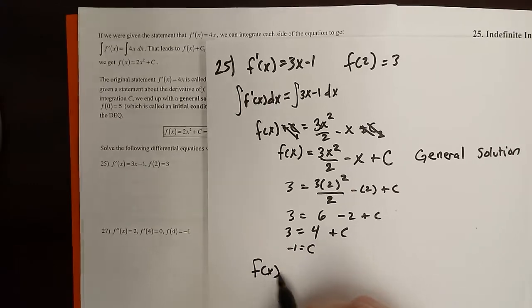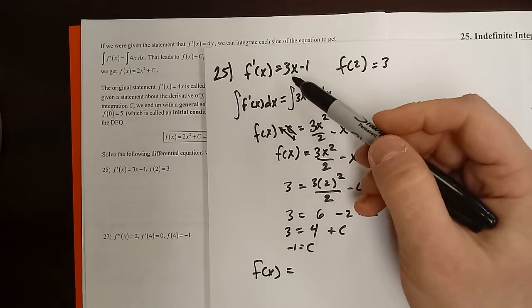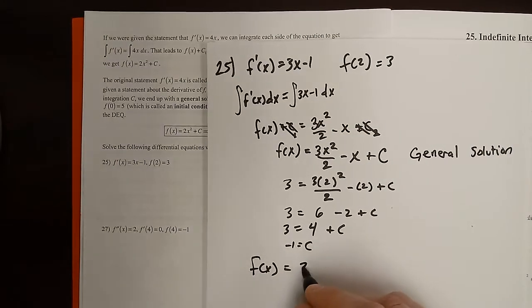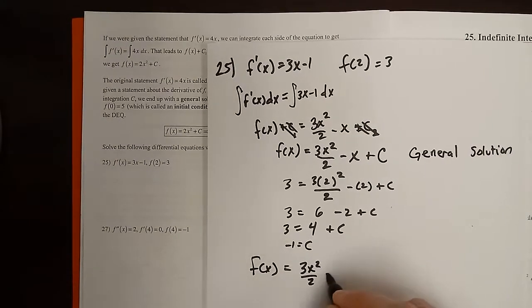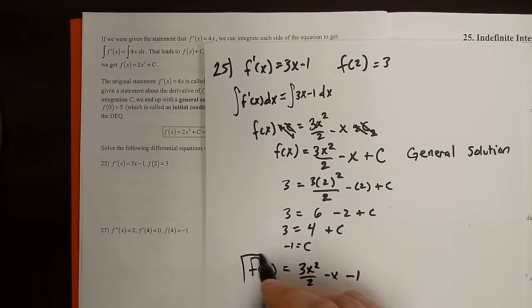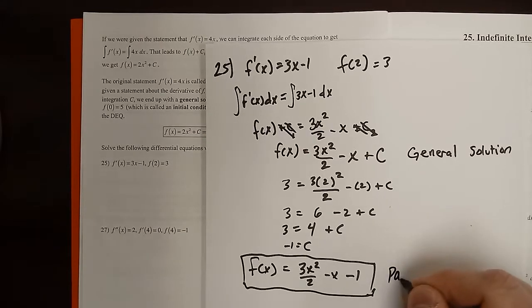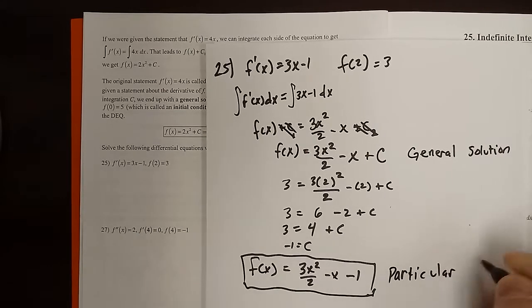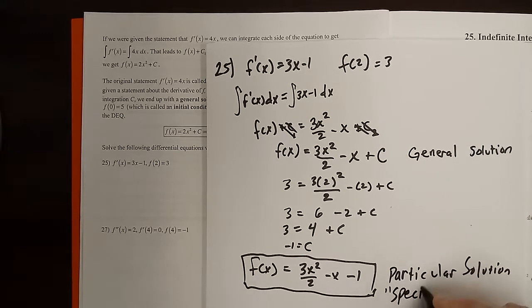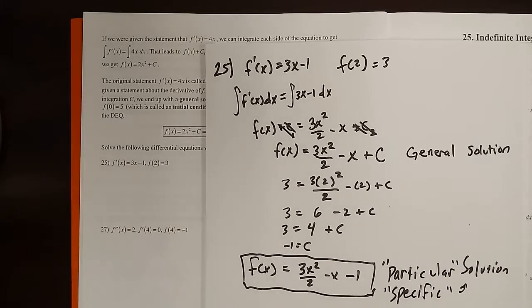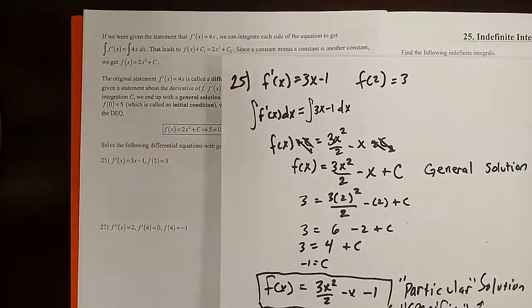So the only function that has 3x minus 1 as its derivative and f of 2 is equal to 3 is this specific, particular 3x squared over 2 minus x minus 1. And this is called the particular solution, or as Stu calls it, the specific. So there we go. And that's all that's going on with these.